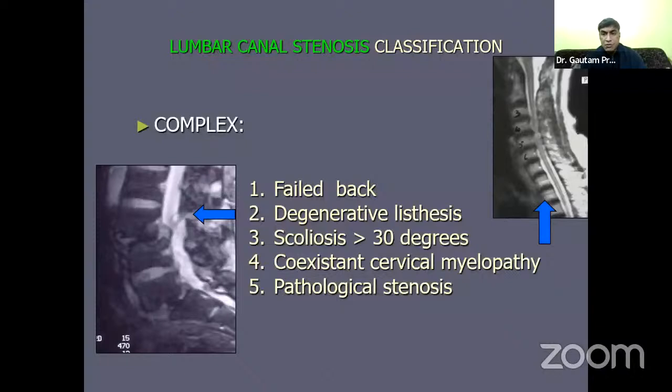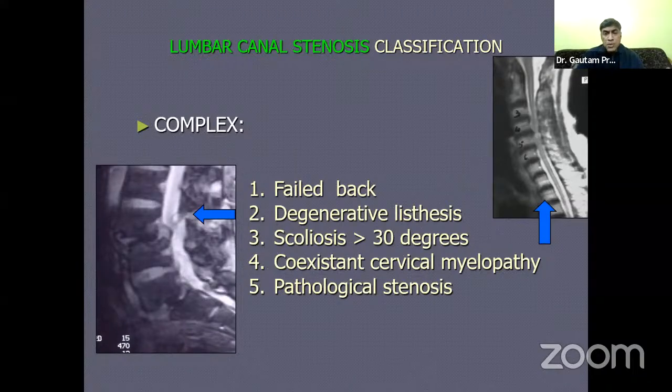Second is degenerative listhesis. In degenerative listhesis, the disc and the facet arthropathy has gone to an extent that the listhesis happens, and many times it is a mobile listhesis. So these are the degenerative listhesis causing stenosis. Degenerative scoliosis is another cause, especially if the curvature increases more than 30 degrees, then we need to even instrument these cases. So that we'll see eventually.